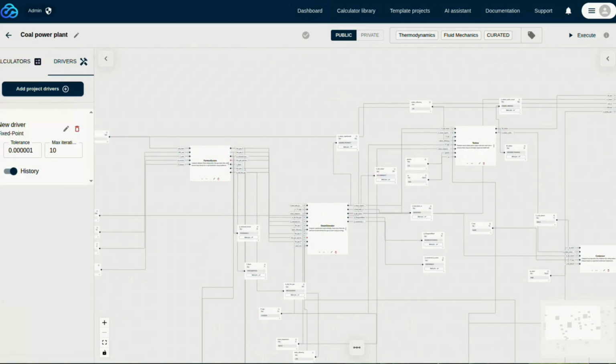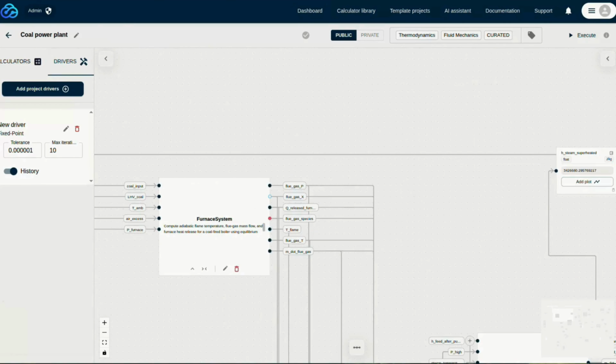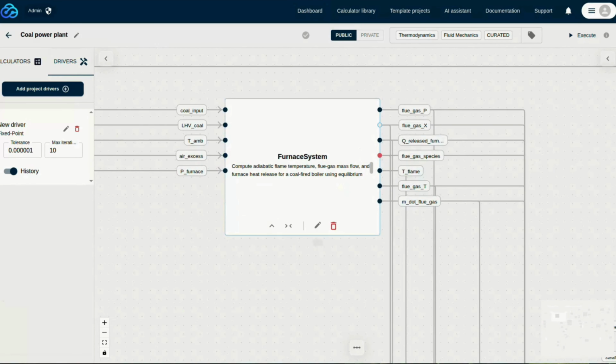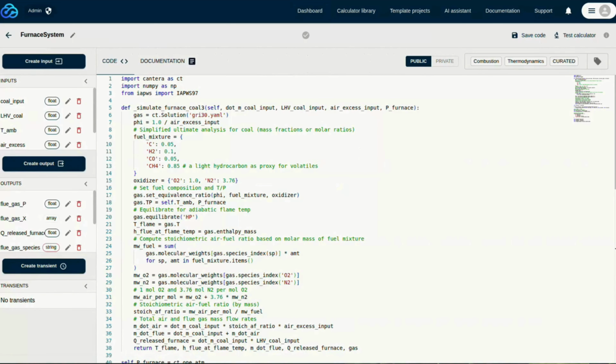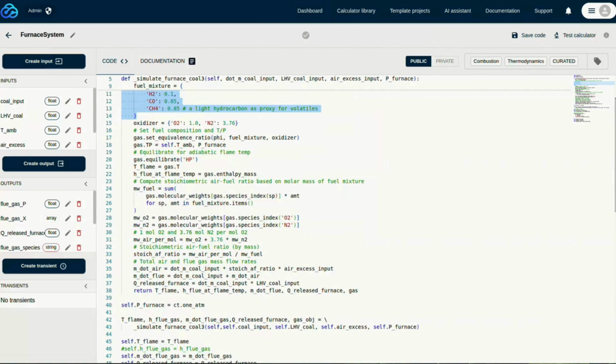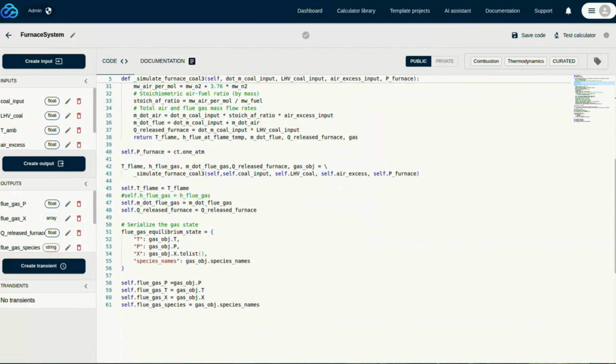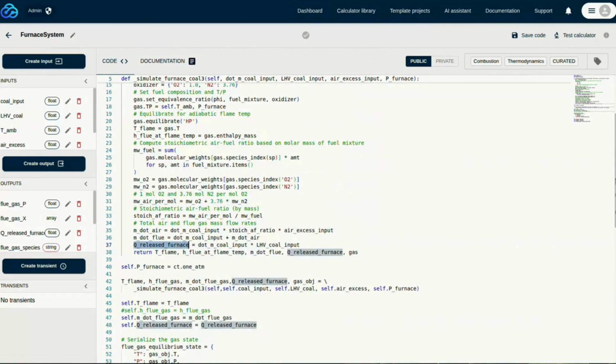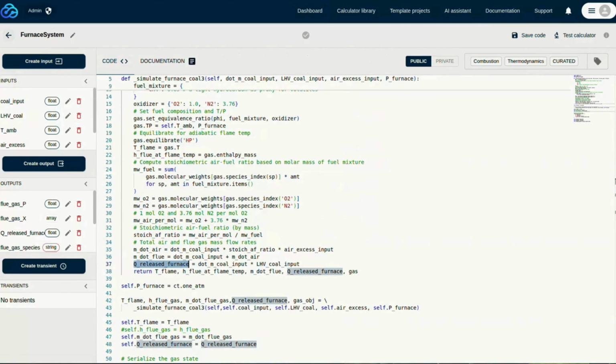Each block is a self-contained Python module, allowing us to integrate industry-leading libraries like Cantera. In the furnace, we define a proxy fuel mixture of volatiles to simulate gas phase reactions. This allows Cantera to solve for the exact chemical equilibrium of the flue gas, while we anchor the total heat release to the actual low heating value of the coal, ensuring both chemical accuracy and energy conservation.